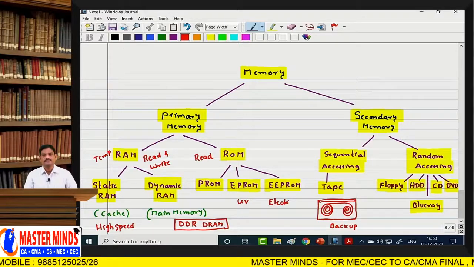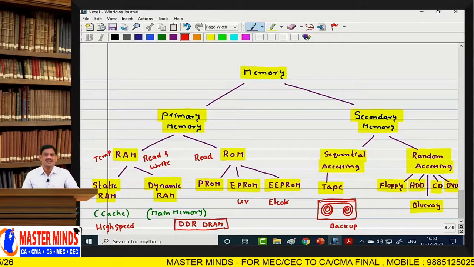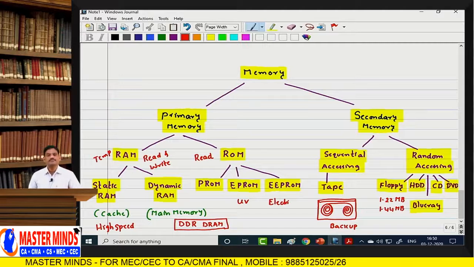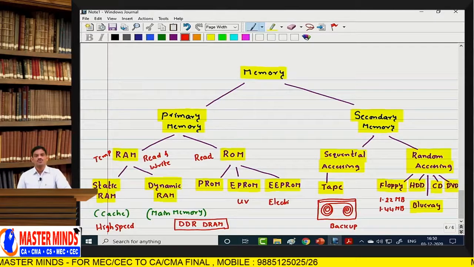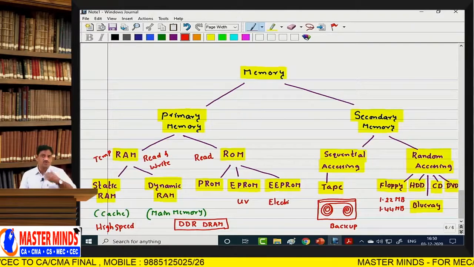Next category, floppy disk. Conventionally, we didn't have any kind of hard disk concept, CD, DVD in olden days. That's why we had a floppy disk. It can store 1.22 MB, 1.44 MB. Later, we have a hard disk. I told you nowadays 1 TB, 2 TB hard disks are available.